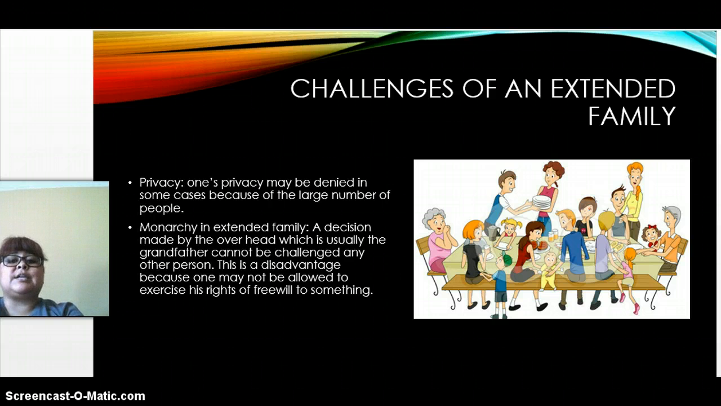Another challenge that we can see in extended families is, as far as monarchies are concerned, decisions made by the overhead, which typically is the grandfather, can't be challenged by any other person. So although there may be a mom or a dad, a grandparent can many times fight and struggle for the final say, and that can cause issues and rifts and arguments amongst the other adults in the household, and that can make the environment for a child very stressful.